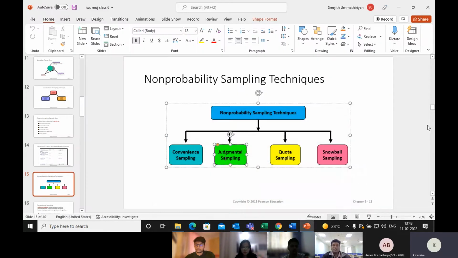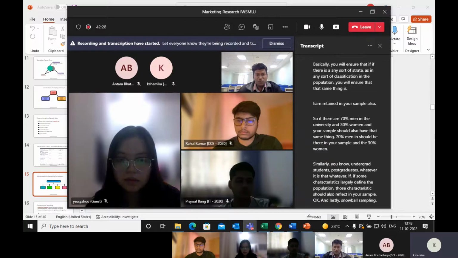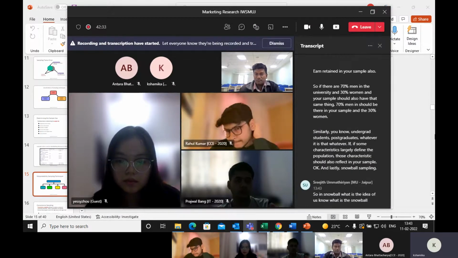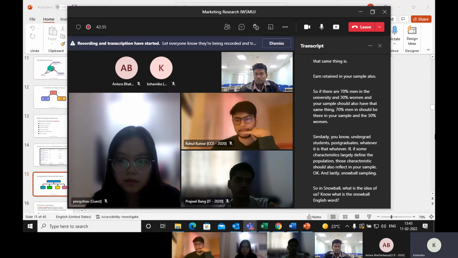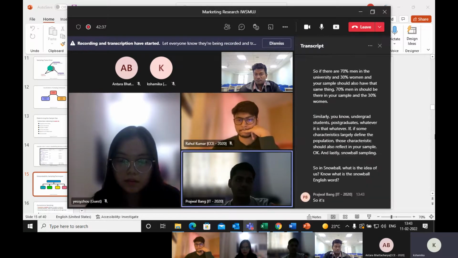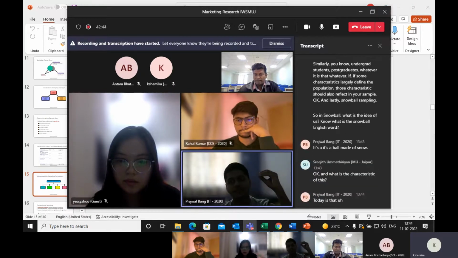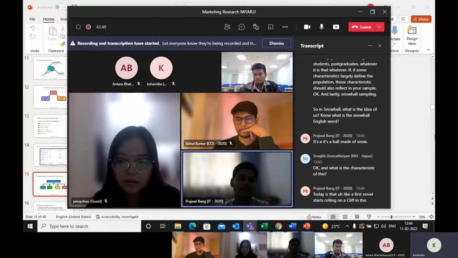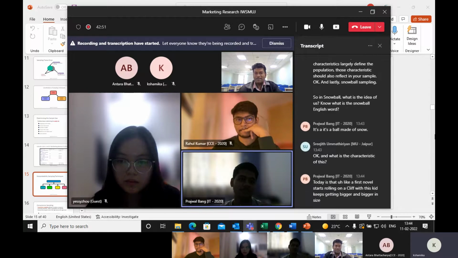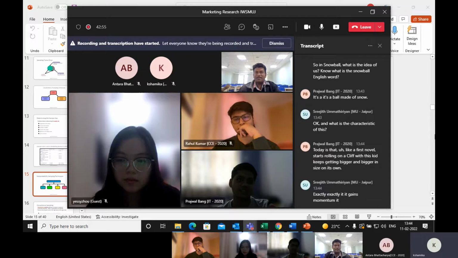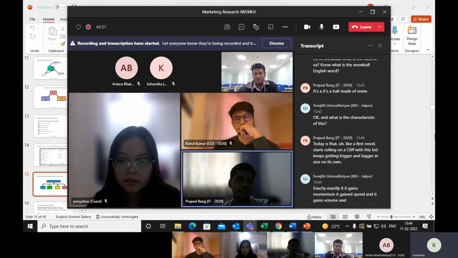Okay, and lastly, snowball sampling. So in snowball, what is the idea of a snowball? What is a snowball? English word. So it's a ball made of snow. Okay, and what is the characteristic of this? So I guess that if a snowball starts rolling on a cliff, it just keeps getting bigger and bigger in size on its own. Exactly. It gains momentum, it gains speed, and it gains volume.